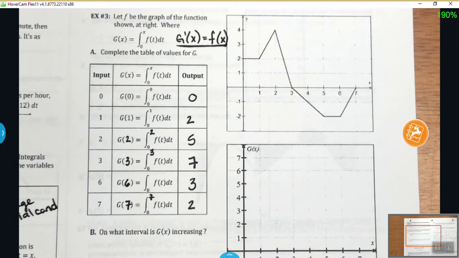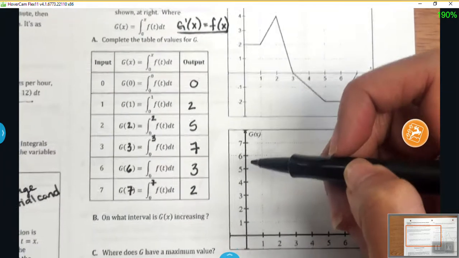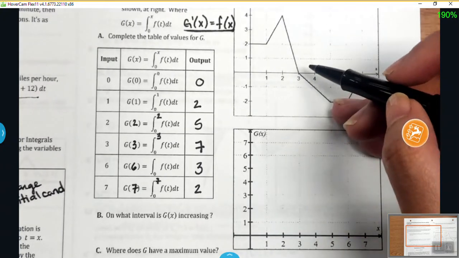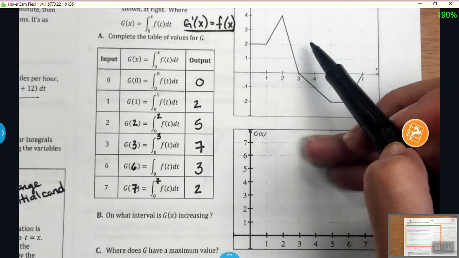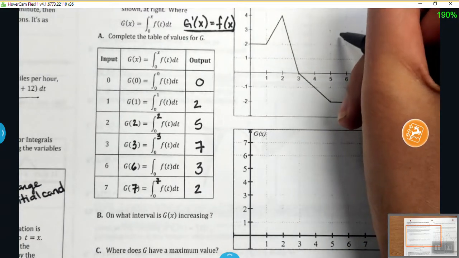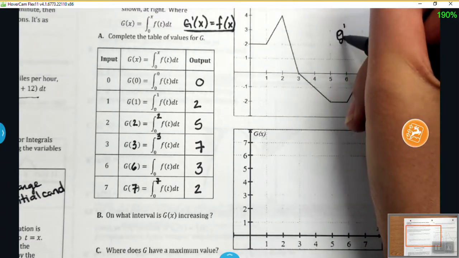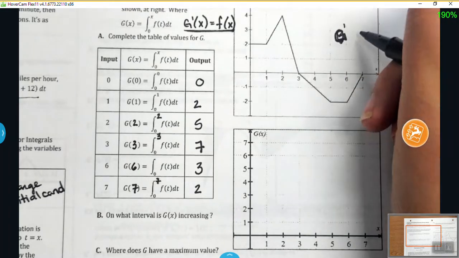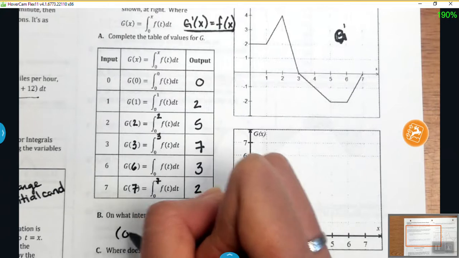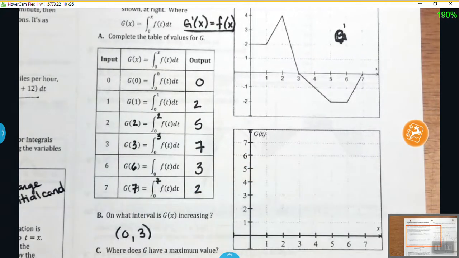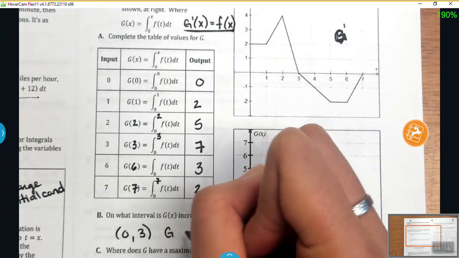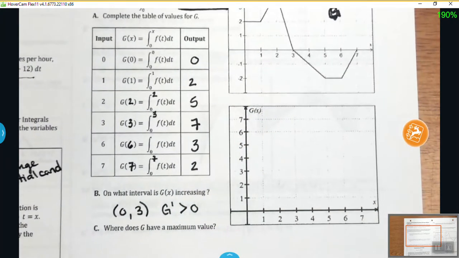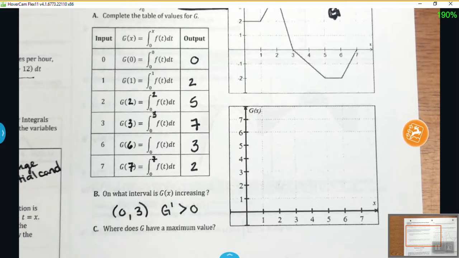Okay. Tell me where is g of x increasing? This is the graph of g prime. From 0 to 3. My g's wrong. From 0 to 3, yeah. How do we know that? Because g prime is greater than 0. Good. Okay, where does g have a maximum value?